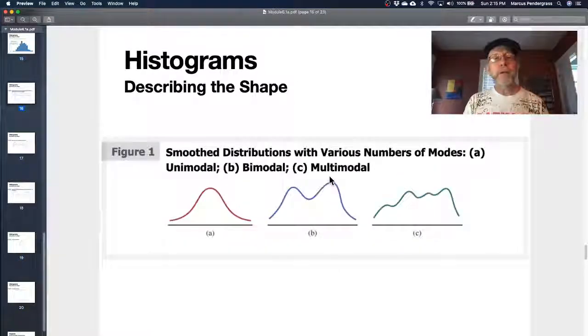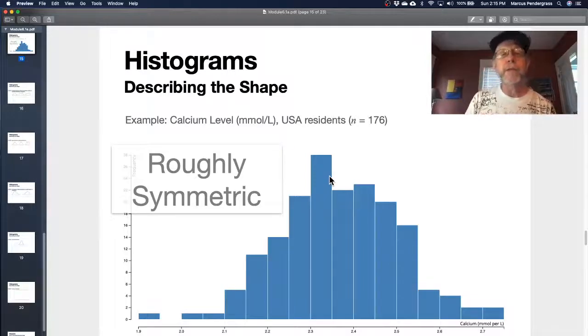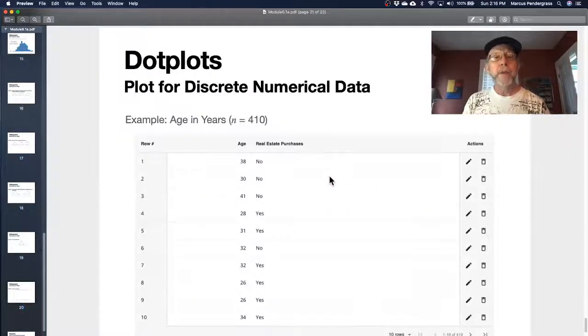So these kinds of distributions, histograms here, describe the distribution of continuous numeric data. What about discrete numeric data? Well, there's a second kind of plot that we often use there, and it's called a dot plot. Let me give you an example here. This is a sample of 410 individuals, and what we're recording is their age in years. And notice the data is all given as whole numbers, so we don't say that somebody's 31.34 years old, although you could say that. The data is given as discrete whole number values.